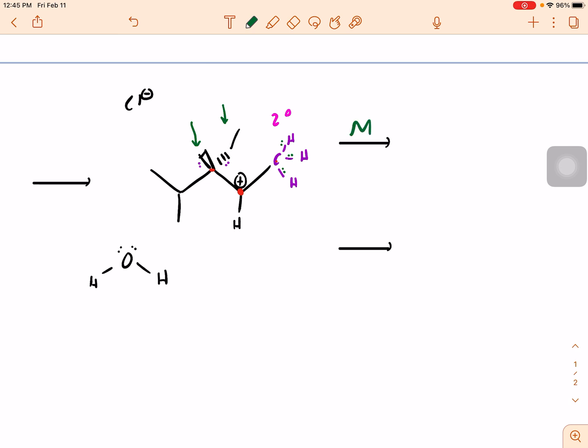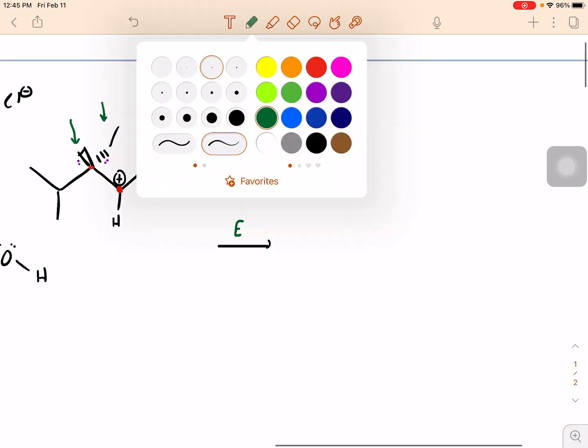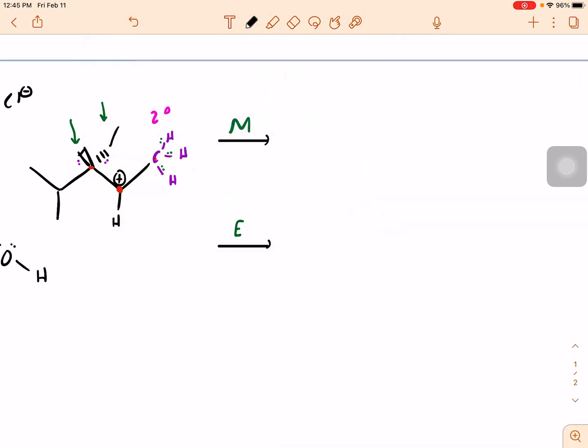This M means that I'm moving the methyl group as my shift, and this E means that I'm moving the ethyl group for my shift. So we're going to do the methyl one first. And these electrons right here are leaning towards the carbocation in order to make it more stable before it actually shifts. It's kind of like leaning towards them because the positive charge really wants electrons.